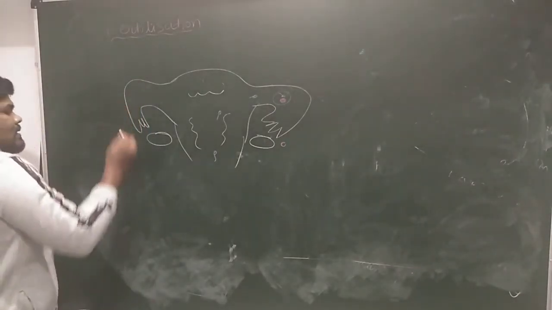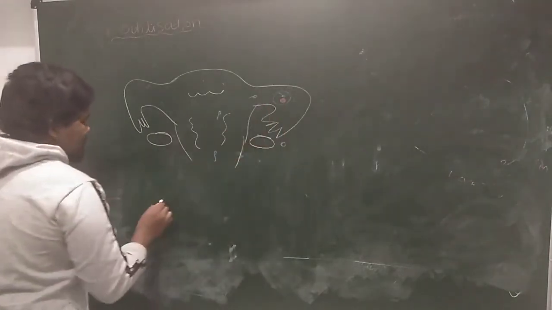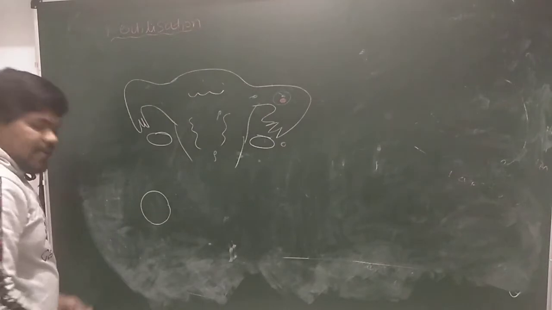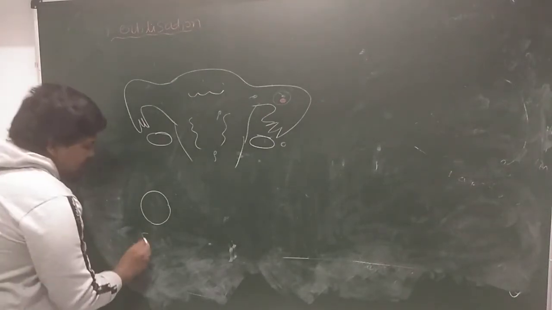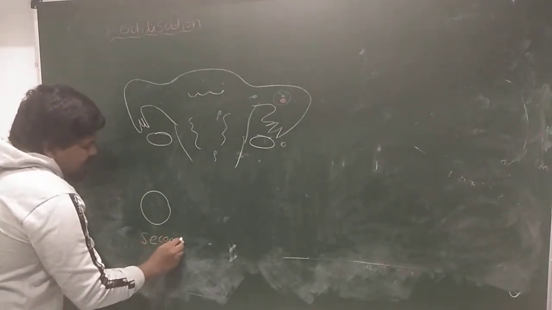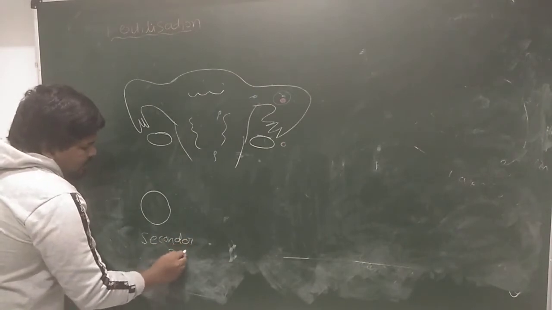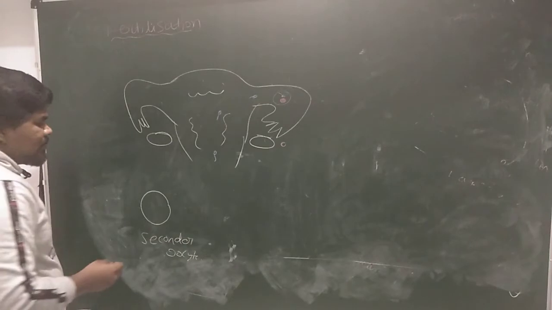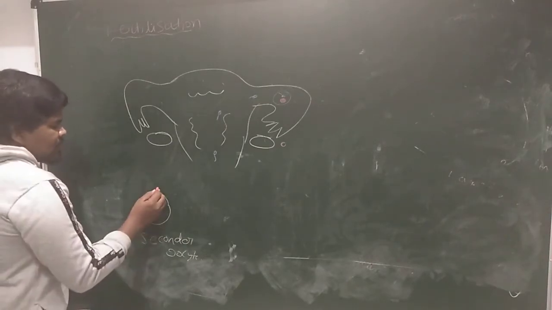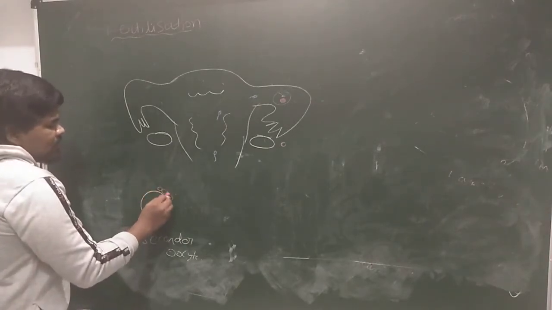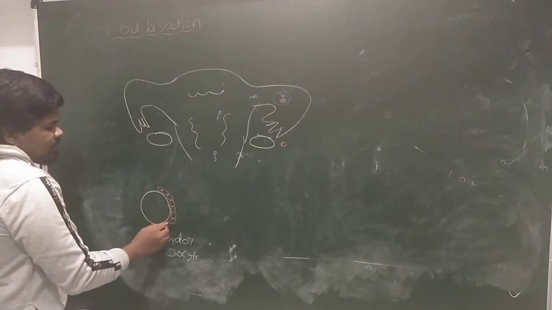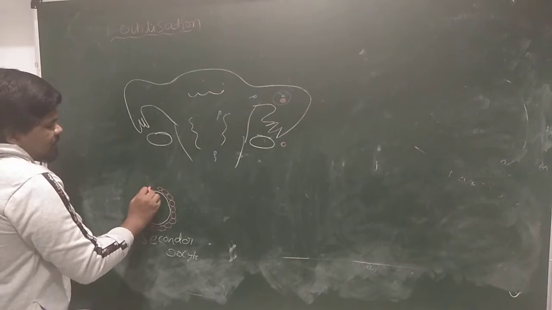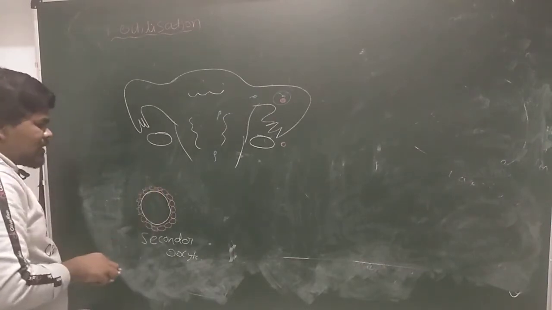See, fertilization. If you see the ovum, this is the ovum which is in secondary oocyte stage. Okay, this is the secondary oocyte. It is mainly covered by two layers. What are those two main layers which are present surrounding the ovum?